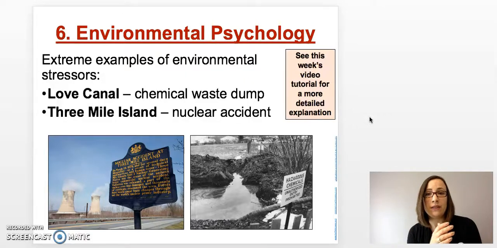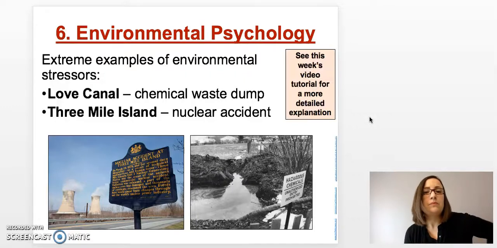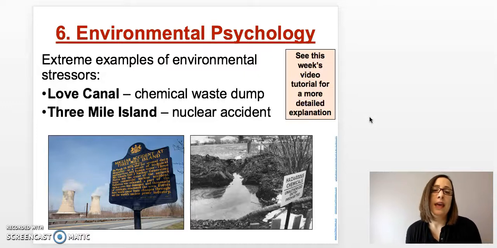They had very significant health impacts from the toxic waste that had been dumped near their homes. Cancer levels were very, very high for people who lived in this area. So some really, really terrible impacts. 3 Mile Island was in Pennsylvania, I believe, yeah. And basically there was a really serious nuclear accident that occurred at a nuclear power plant.